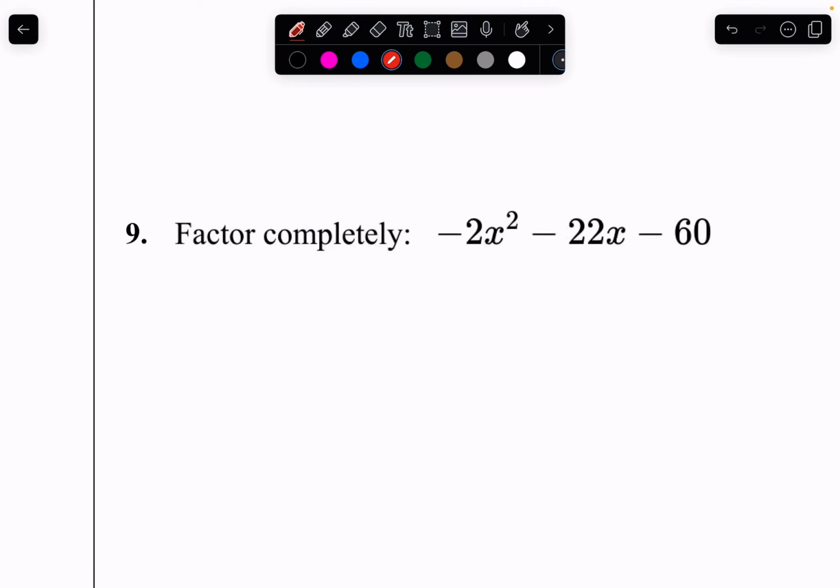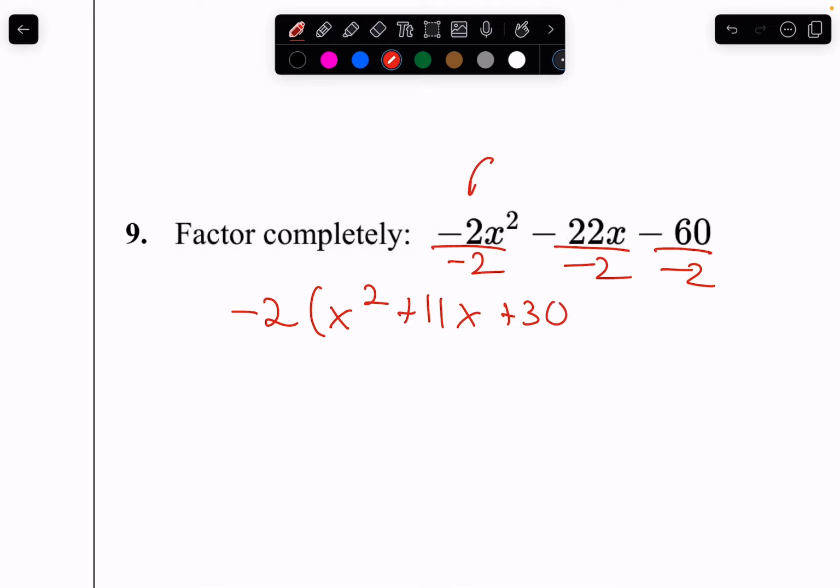Now, this one is different because we can see that there is not a 1 there, okay? Now, if you remember, the first thing you always have to do is look for a GCF, all right? Here, our GCF is actually going to be a negative 2. I can divide negative 2, 22, and 60 by negative 2. So I'm going to go ahead and pull that out, and I get x. So remember, when you pull out a GCF, you have to divide everything by it. So I get x squared plus 11x plus 30.